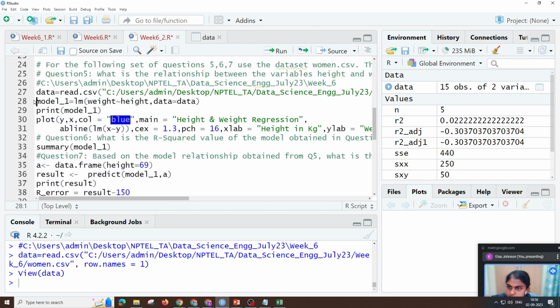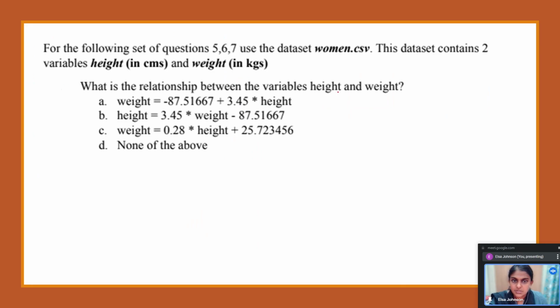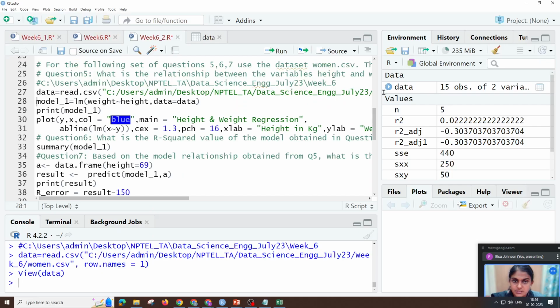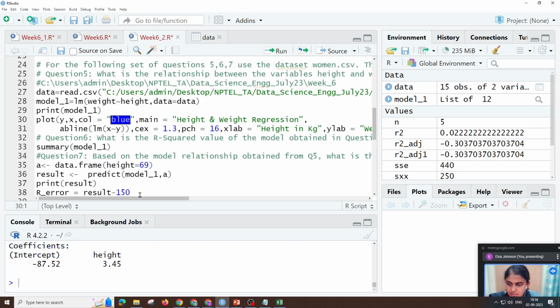With that we will see a model. Since our question was what is the relationship between the variables height and weight, we will be forming the model with the equation weight tilde height, data equal to data. If we print the model, it will show these things: coefficients, intercept, as well as the height.